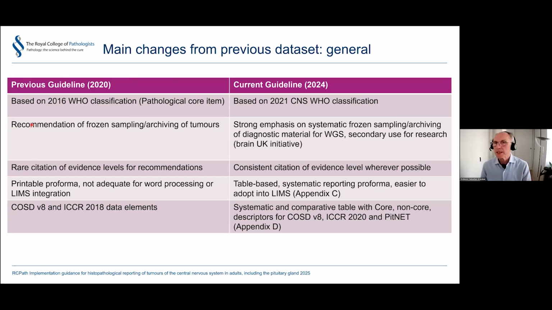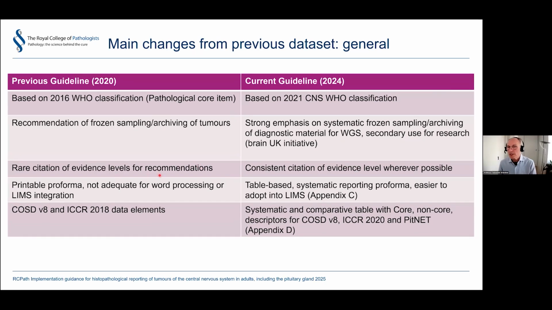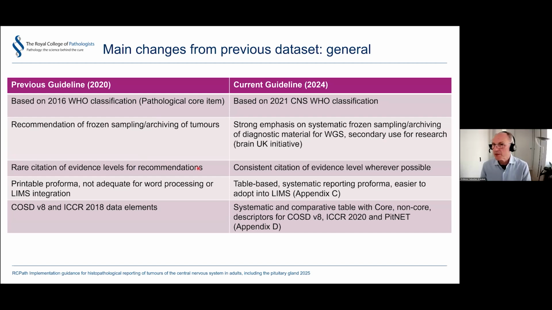The previous guideline made some recommendation of archiving, and as explained, the current guideline has a much stronger emphasis because of the increasing role of whole genome sequencing, the secondary use for research, and accessibility of diagnostic material through the Brain UK virtual biobank. In the previous guideline, there were much less citations of evidence level for these recommendations. And now in the current guideline, there's a very consistent citation of evidence levels wherever possible to give users a better idea as to how the evidence for our claims is underpinned.